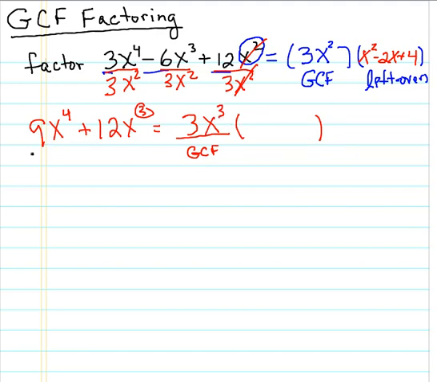Now we can divide both of these by 3x cubed. 9 divided by 3 is 3, and we have x to the first. And here we have 4, and the x's cancel out, so plus 4. Again, if we multiply this monomial times this binomial by distributing, we would get back our original polynomial. Again, this is called GCF factoring.